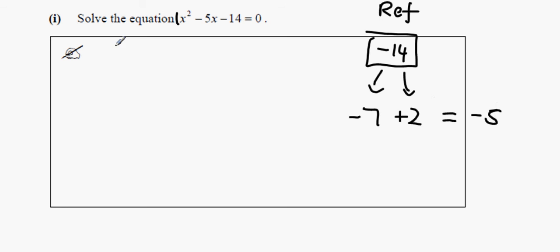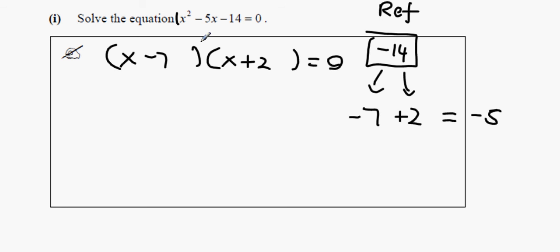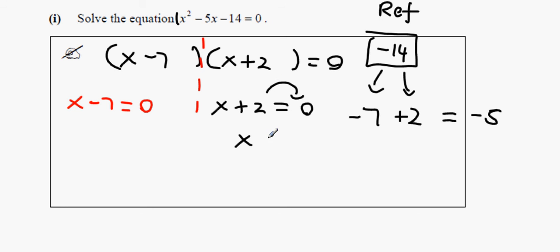Break it up into its brackets. So you're going to get x minus 7, x plus 2, and this all equals 0. Put either the first number, either x minus 7 equals 0, or x plus 2 equals 0. Bring the 2 out of your side, x equals minus 2. Bring the 7 out of your side, or x equals 7. Okay.